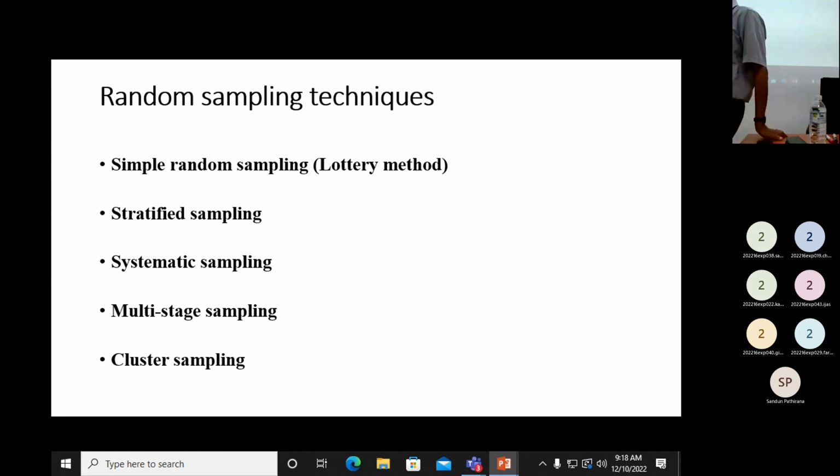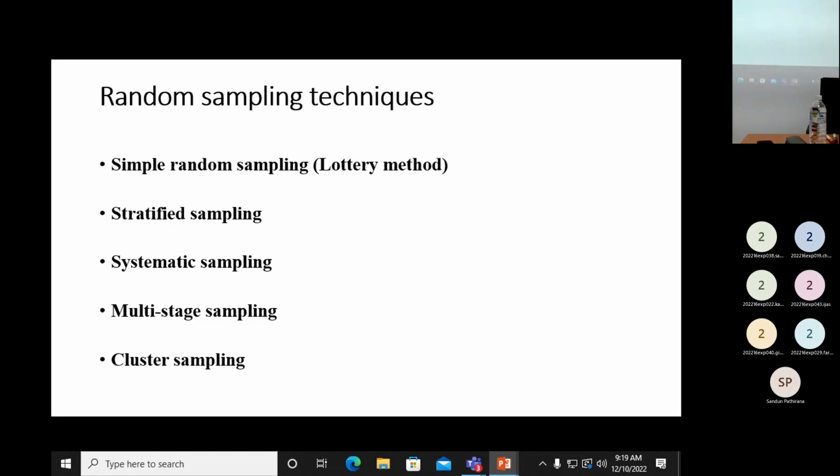Stratified. What is meant by stratified? The disadvantage of the simple random sampling technique can be minimized. We identify the strata, or stratification, of the population. For example, your employees may be classified as male, female, or according to educational level: low level employees, A level qualification, graduate qualification. Likewise, you can identify strata.